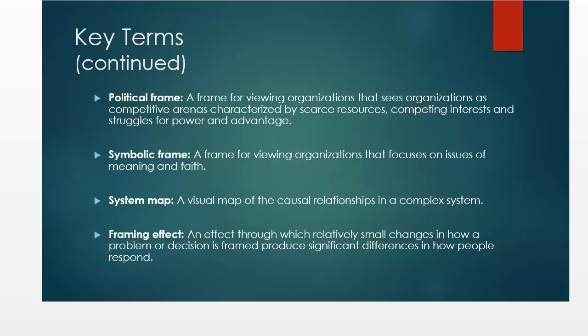Okay, two last comments here, or definitions that we need to understand. The first of which is the system map. It's a visual map of what's going on within a particular system. And then the framing effect, which looks at how relatively small changes in some situation or problem can result in significant differences in how people respond to that scenario.